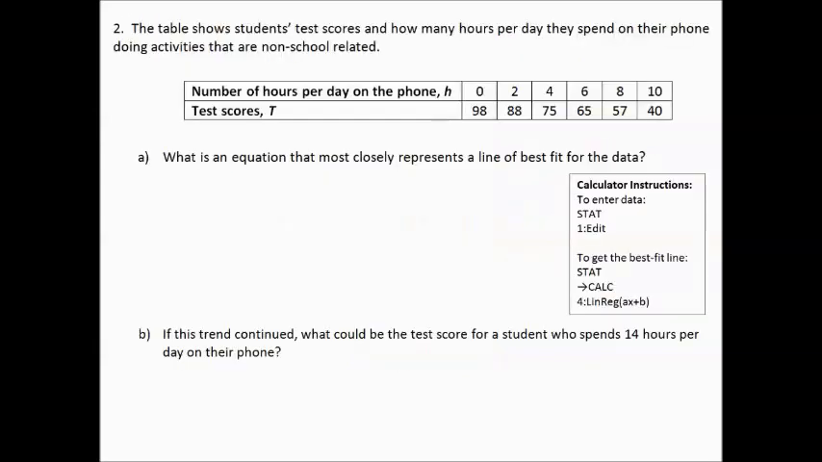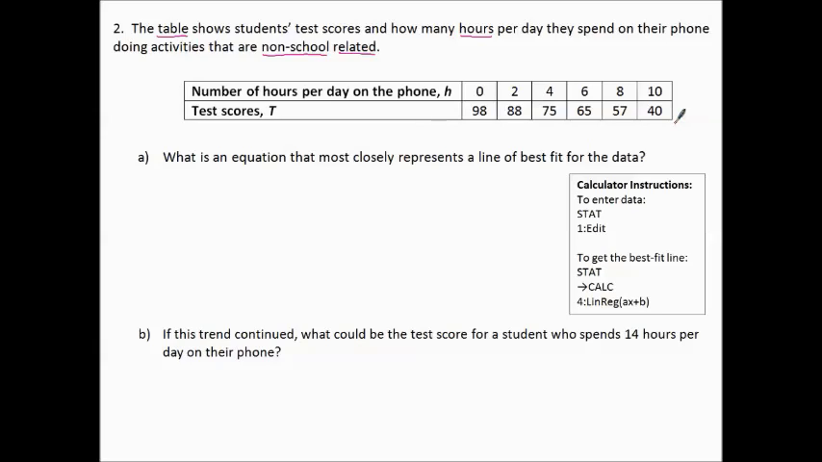If you flip your paper over, let's take a look at some other examples when it's not a graph and it's just a table. So in example 2, the table shows students' test scores and how many hours per day they spend on their phone doing activities that are non-school related. When I look at this table, I see the number of hours per day on their phone. Somebody who spends no hours on the phone may get a 98 on their test score. Someone who spends 2 hours might get an 88, 4 hours, 75, and so on.